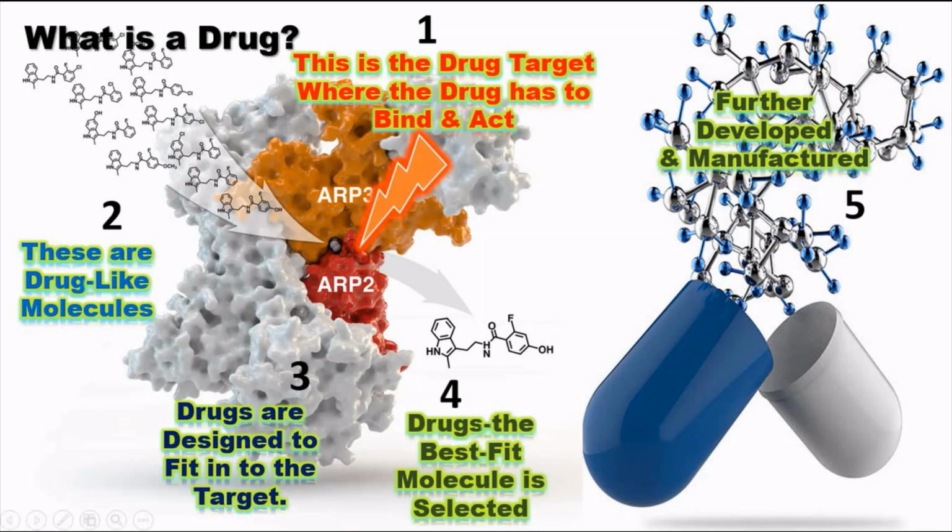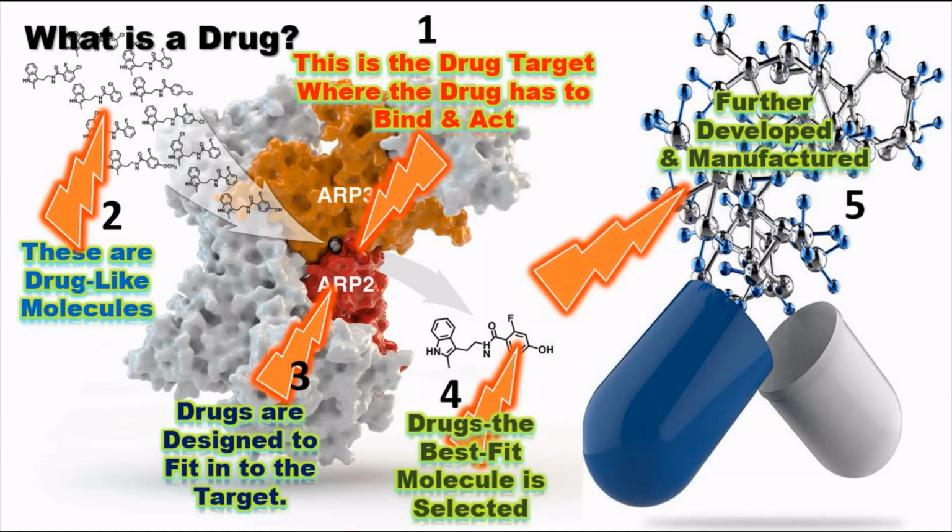The next step is that there are a number of drug-like molecules in various databases. They may be in plants, animals, and microbes. So we have to look for drug-like molecules. And these drug-like molecules are modified or designed in order to fit into the target. So that is the third step. In the fourth step, the best fit molecule, the molecule that fits exactly into the target, is selected. In the fifth stage, the drug molecule that is selected is further developed and manufactured.